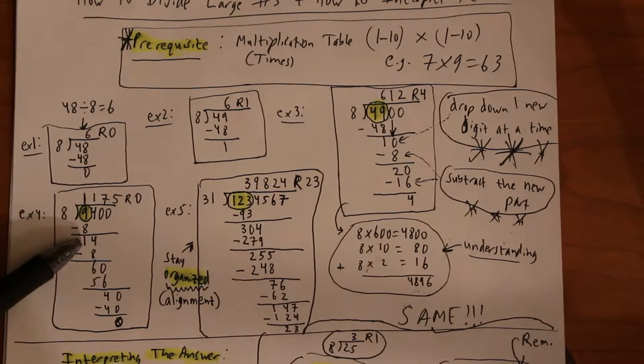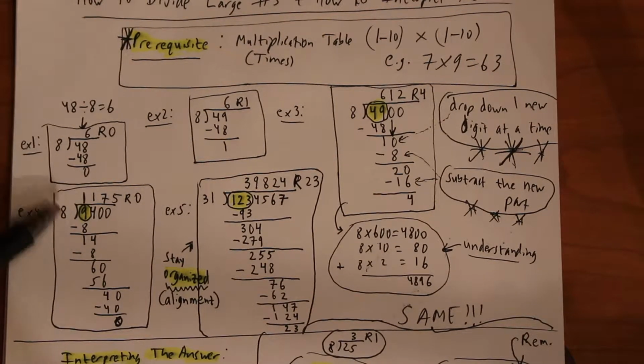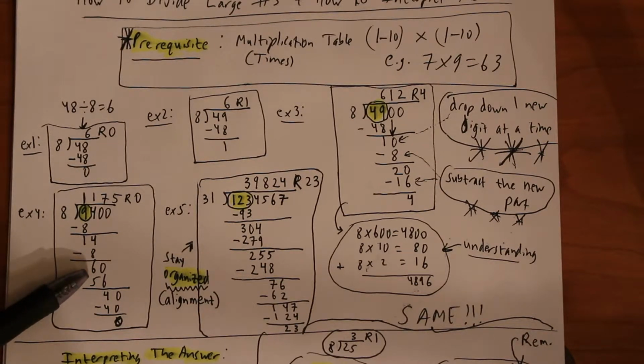Okay, so we have another 1, but we always drop down the next digit. That's where this 4 came from. So now we have 14 divided by 8. Well, the closest we can get is with another 1. So that's where the second 8 came from. 14 minus 8 is a 6. And then we just bring down the next digit, which is the first 0.